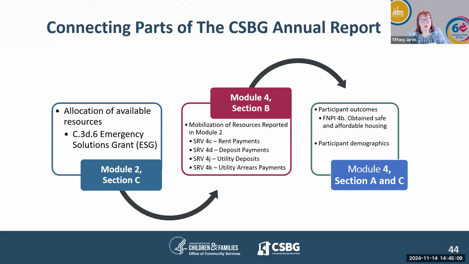The final part of Module 2, Section C and the Module 4 connection is that the agency would capture the demographics of the clients receiving ESG services under Module 4, Section C, which is the All Characteristics Report. The takeaway from this slide is that Modules 2 and 4 are not standalones, but interconnected with each other, and it is important to consider this when completing the CSBG annual report. We will unpack more about this during the Module 4 webinar, which is on November 21st. But for now, just take that away from this presentation. I will now turn it back over to Elena.